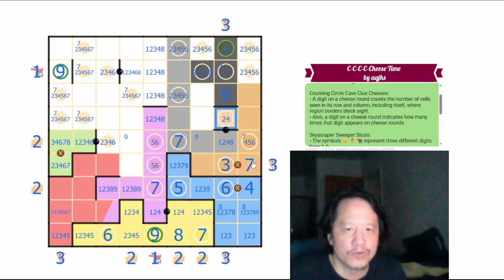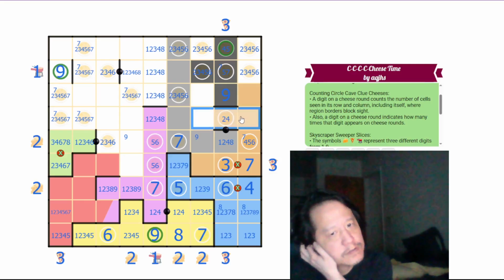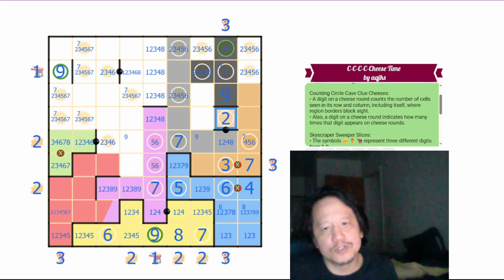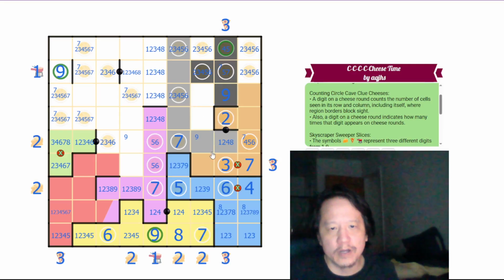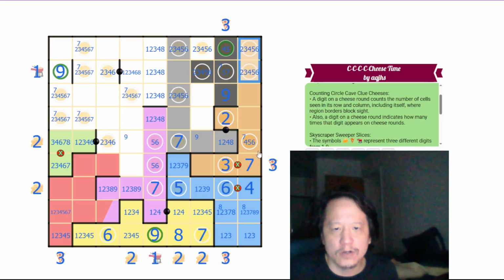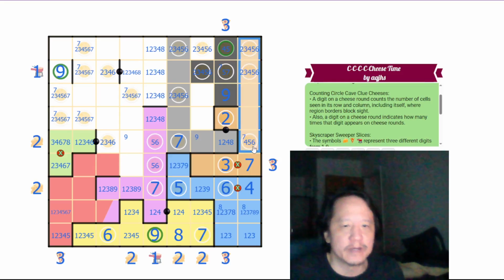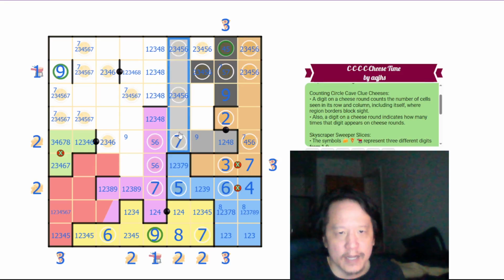This could see 2 or 4. Cannot see 4, because it would only see these 3 cells. So this would be 2. Therefore, it would be blocked there. This would be blocked here. Orange would have to continue on to here. But then this is problematic because all of these see the same amount of cells. So 7 cannot be here.